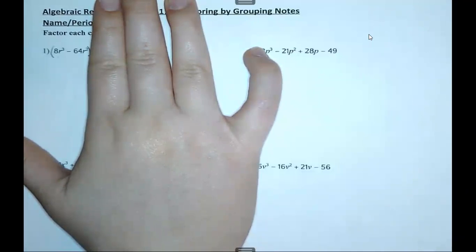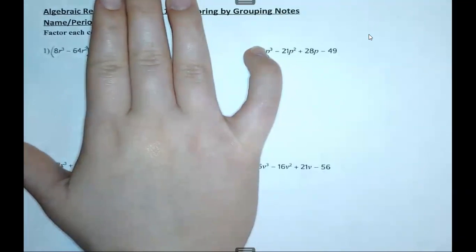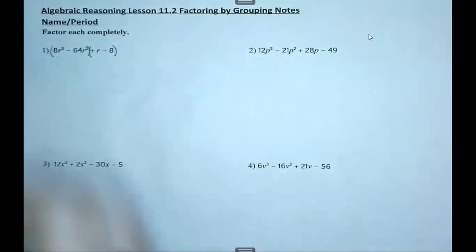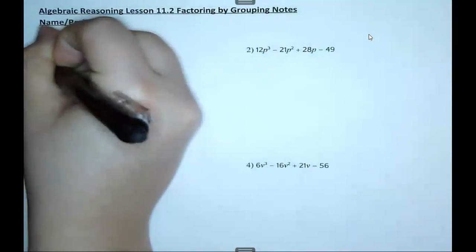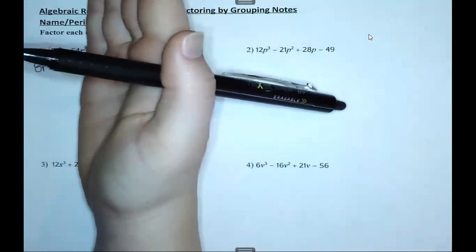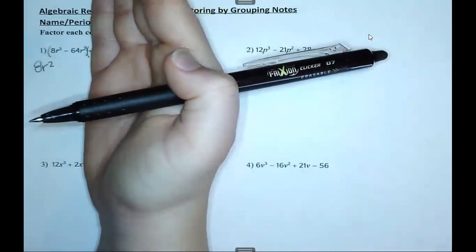So what is a number that will go into 8 and 64, the biggest possible number? Well, we know that 8 would go into 8 and negative 64. So we're going to use an 8, but both of these terms also have r's in them. The first one has an r cubed, and the next one has an r squared. So the biggest that we can pull out is an r squared. So I'm going to pull out an 8r squared. I'm going to write that down just below it. And remember, we're ignoring that second set of parentheses over here.